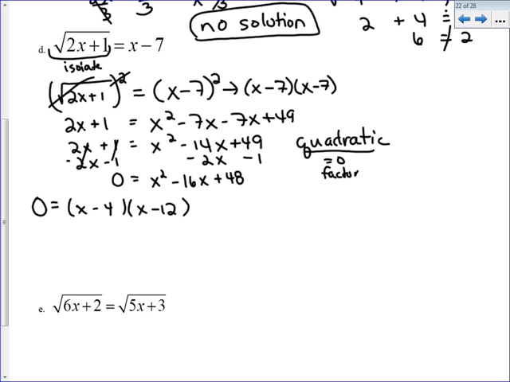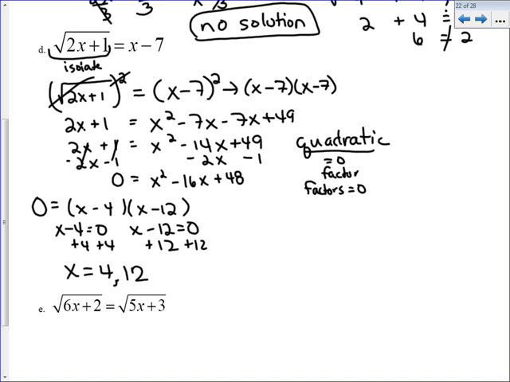Both have to be negative, so they add to a negative but multiply to a positive. And then what do I do with each factor? You put each of those factors equal to 0. Stuff doesn't go away in this class. It just keeps popping back up. So I'm going to have two answers, potentially. Positive 4 and positive 12.